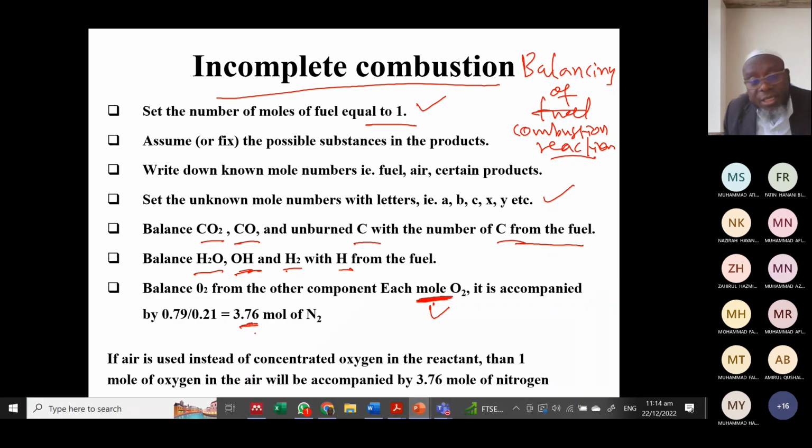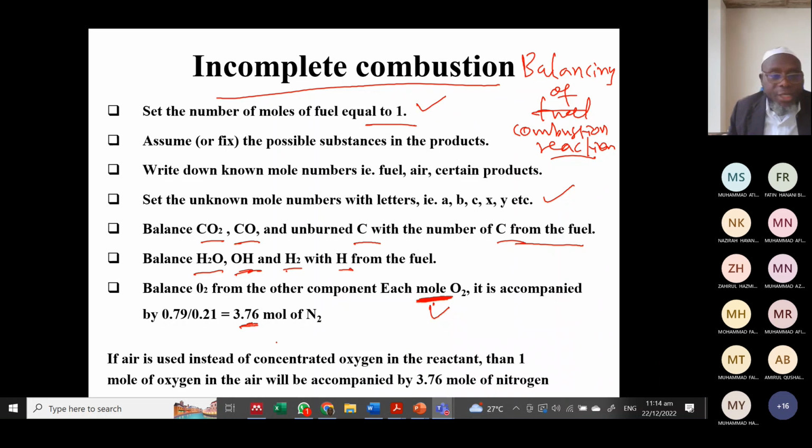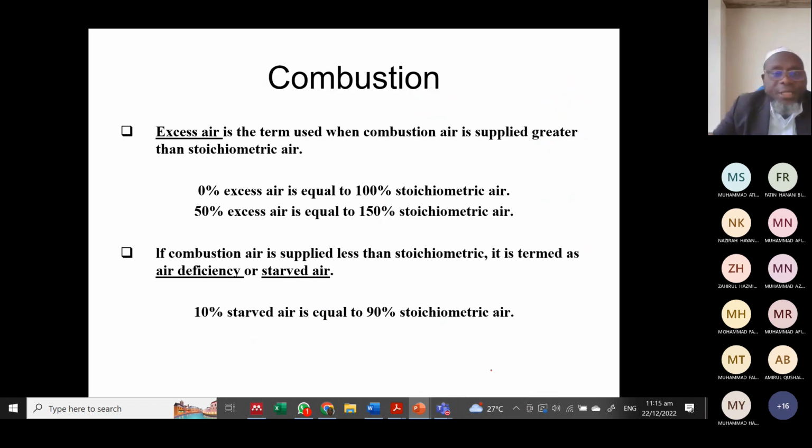That is 3.76 times of nitrogen present in the air. So if the air is used instead of concentrated oxygen in the reactant, then 1 mole of oxygen in the air will be accompanied by 3.76 moles of nitrogen. So it's the same thing. All right, now we have almost finished with this portion, the very important areas. Now we come to the main combustion process.